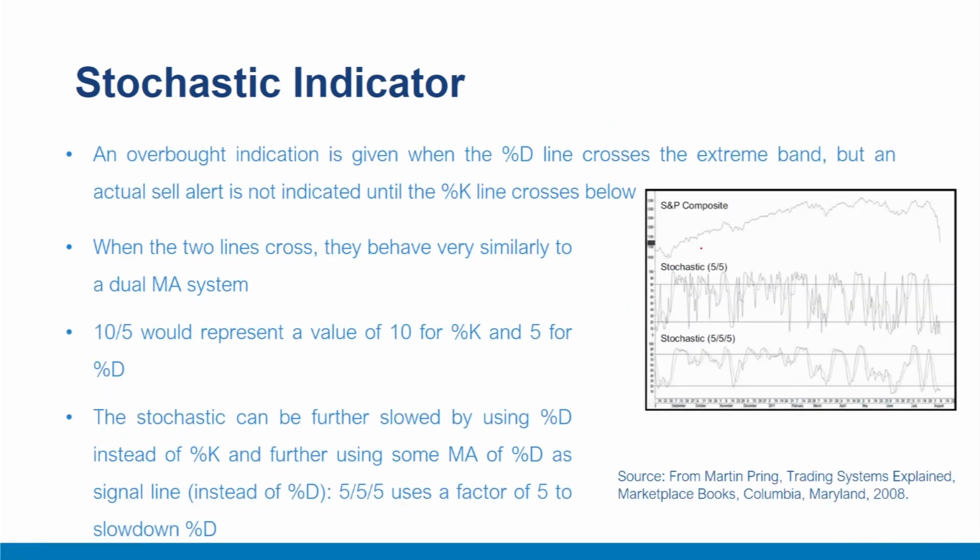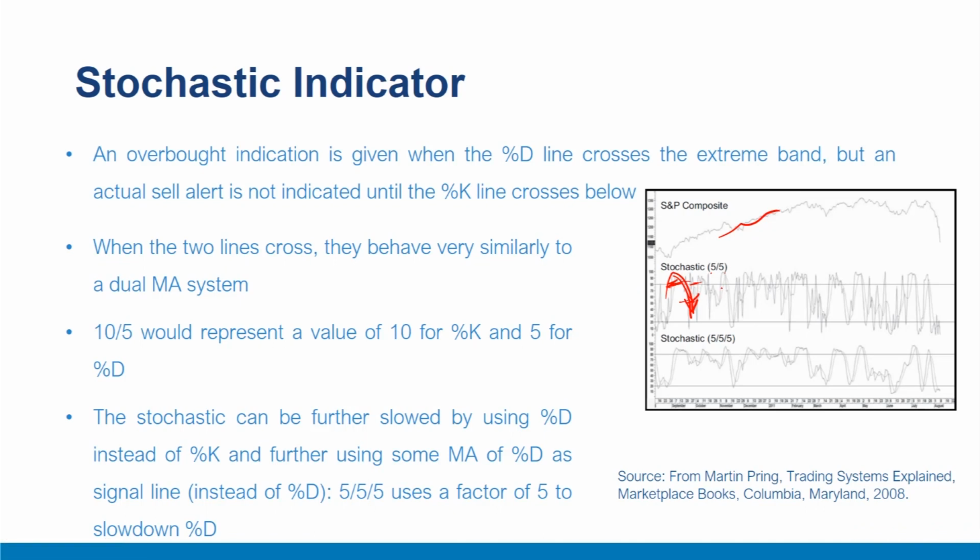So here we have the price on the top, and the 5-day percent K and percent D indicators for 5 periods. Percent D is set up and percent K is also for 5 days. This is plotted here. The signals are generated and an overbought indication is given when the percent D line crosses the extreme band on the outer side, but the actual signal is generated when the faster percent K line crosses from above to below. So when the percent K line crosses the percent D line from above to bottom, the signal is generated.